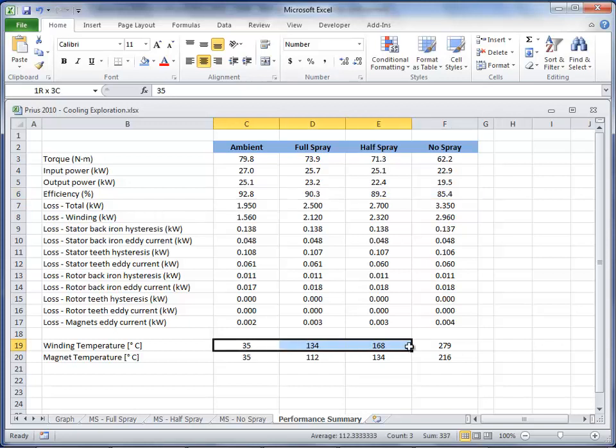Additionally, I've tabulated here our winding temperature. Note that we started at 35 degrees. The full spray was 134. The half spray was 168. The no spray was 279 or 280. The magnet temperature was 112 for the full spray, 134 for the half spray, and 216 for the no spray.